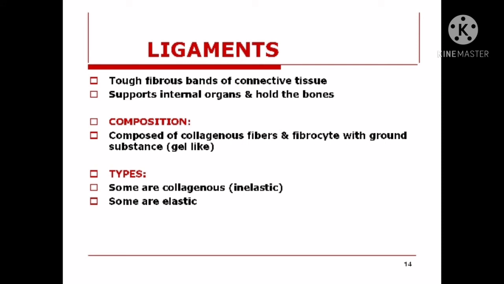Now the ligaments. These are tough fibrous bands of connective tissue. These support the internal organs and hold the bones. A ligament is composed of collagenous fibers and fibrocytes with a ground substance in gel-like material. The types of ligaments: some are collagenous, inelastic, and some are elastic ligaments.